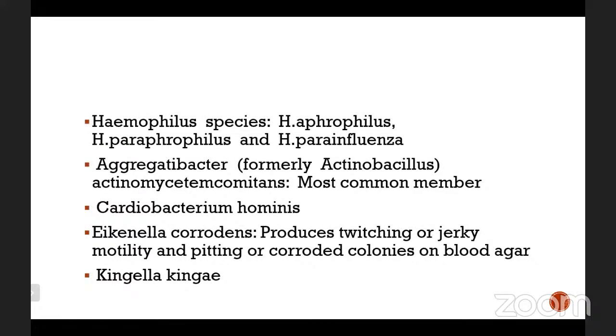Haemophilus species: Haemophilus aphrophilus, Haemophilus paraphrophilus, Haemophilus parainfluenzae. Aggregatibacter, formerly known as Actinobacillus, Actinomycetemcomitans, is the most common member. Cardiobacterium hominis, Eikenella corrodens. It will produce twitching or jerky motility, and pitting or corroded colonies are seen on blood agar.